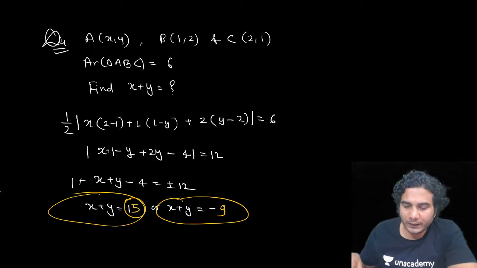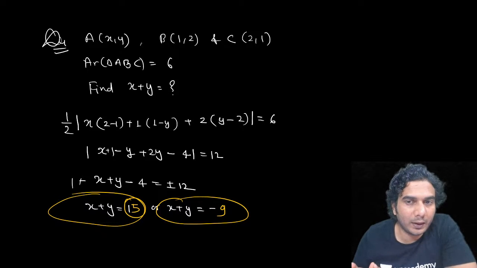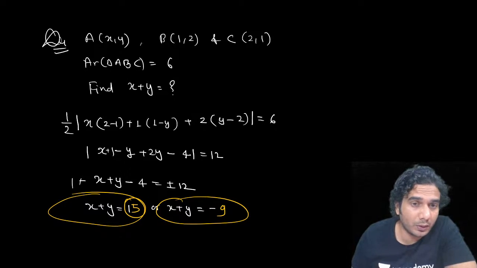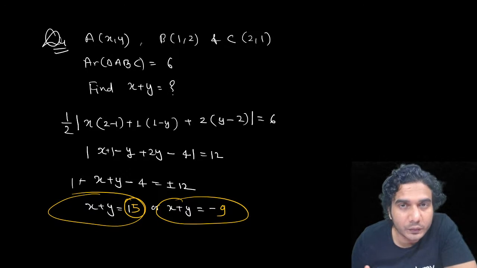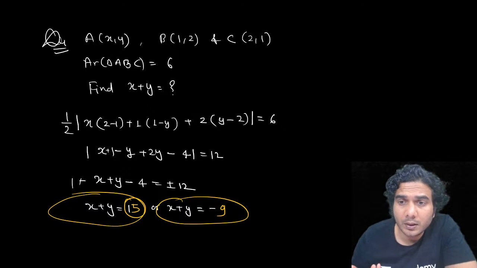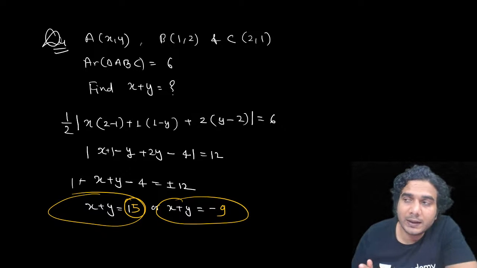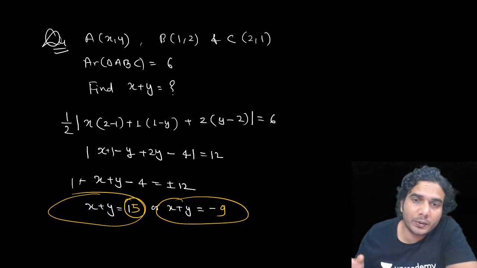So do not forget to put mod when you're writing the area using this formula. Because using this formula, you might get a positive value or you might get a negative value if all the vertices are not given in terms of numerical values. If some parameter is involved, you'll get the expression of that parameter, maybe linear, maybe quadratic, depending on the form in which that coordinate is given in terms of the parameter. So you will get the expression for area. You need to put the mod on that expression, because that expression can be positive or negative.